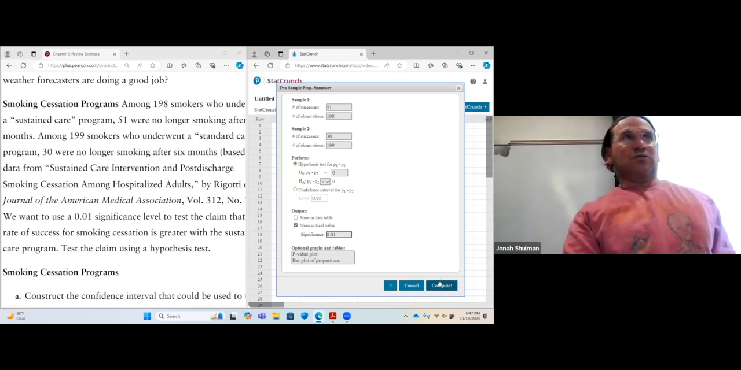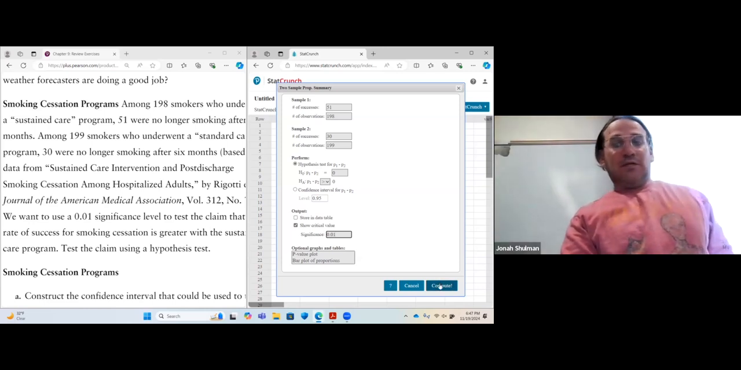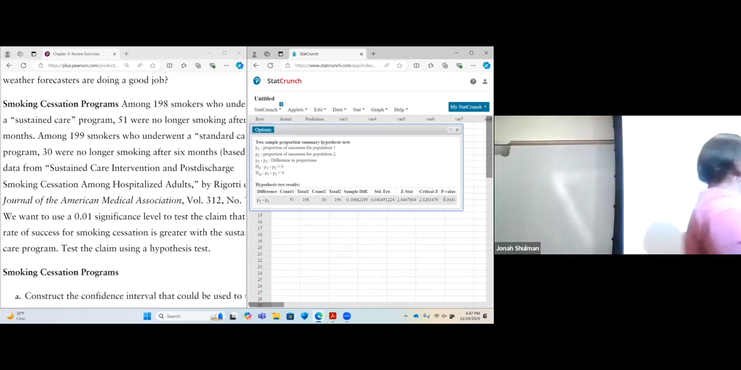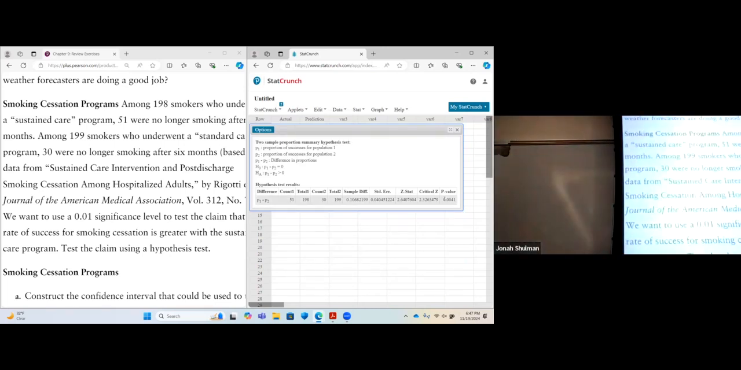Anybody lost? All right, I'm clicking compute. It is better. Look at that. There are two places to look. Our z-stat is bigger than our critical z. You see that? 2.3, 2.6. We're good. This is less than 0.01. We're good.